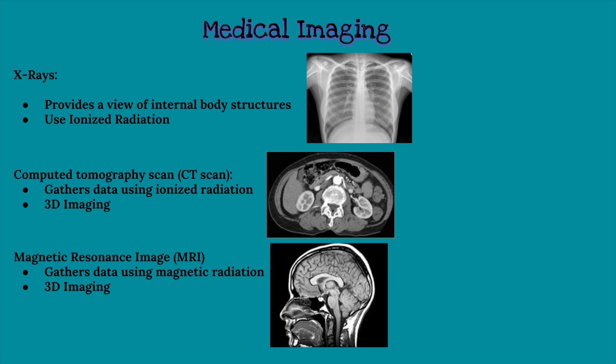A computed tomography scan, also known as a CAT scan, provides imaging using ionized radiation as well. And this CAT scan image here on the right shows us a transverse view of the abdominal, pelvic, and peritoneal cavities. Now, a magnetic resonance image, also known as an MRI, will provide us with imaging using magnetic radiation, hence the magnetic inside of its name. Now, this MRI image on the right shows us a mid-sagittal view of the brain.